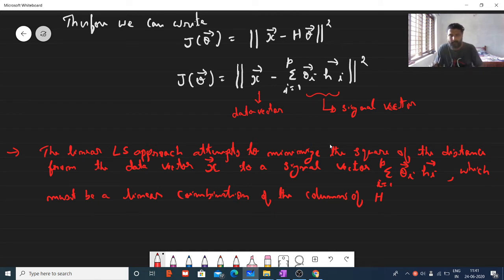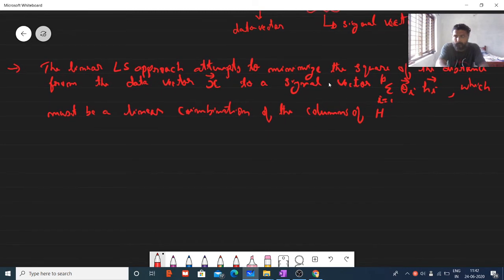The linear least square approach attempts to minimize the square of the distance from the data vector x to a signal vector, the sum over i equal to 1 to p of theta i h i, which must be a linear combination of the columns of H. So the signal vector must be a linear combination of the columns of H. I think it's clear for you. One more point I have to indicate here: H is nothing but a column matrix.